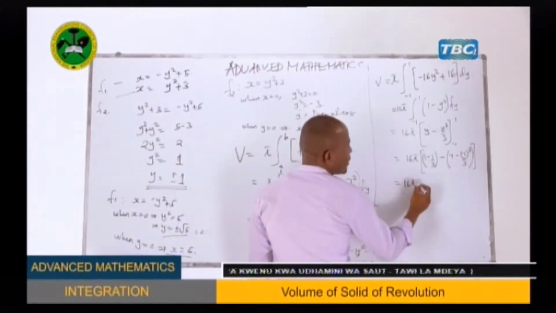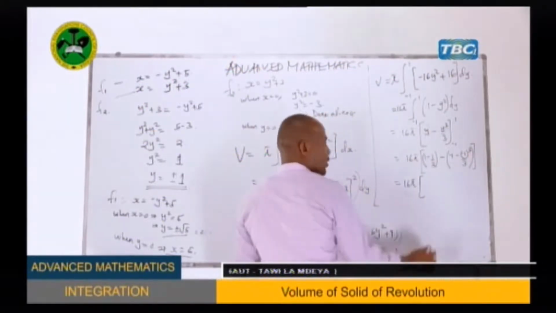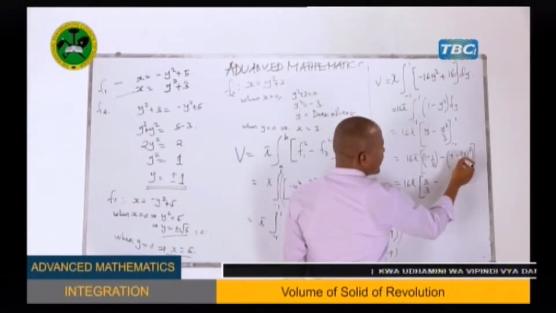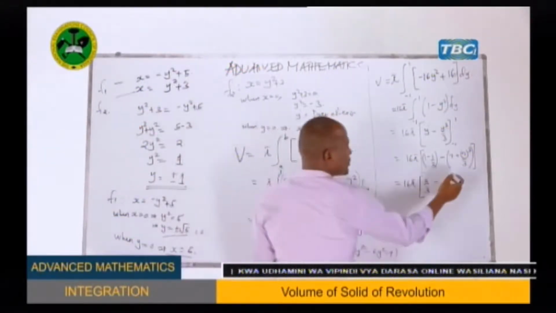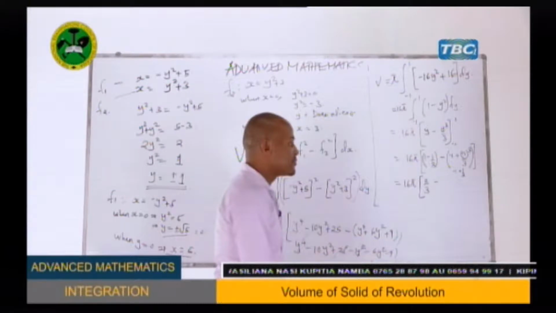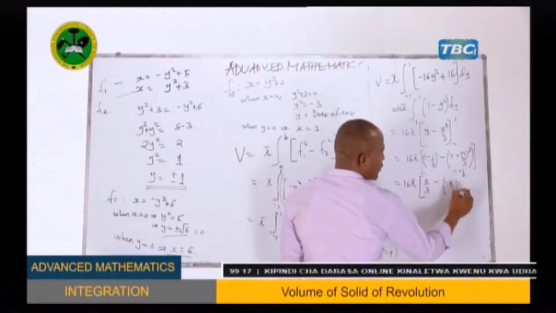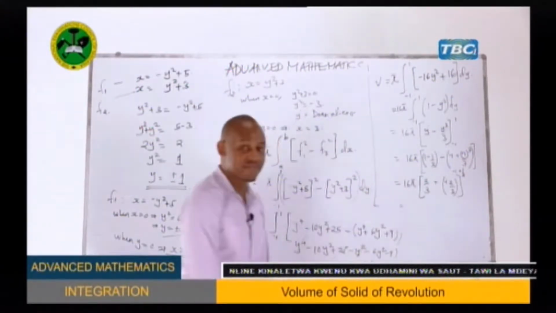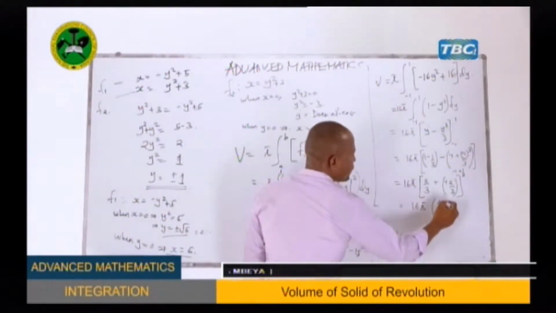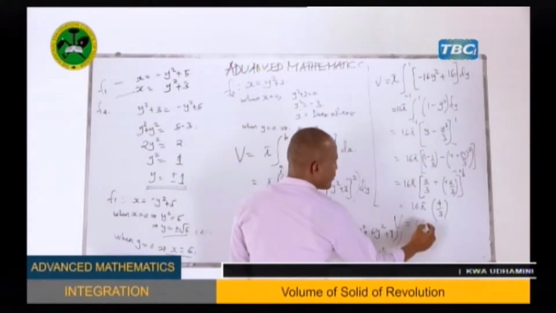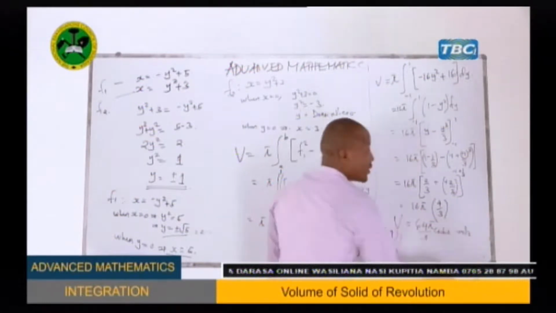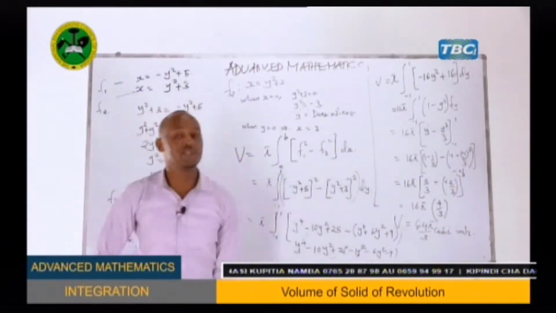Now it is 16 pi. Then if you subtract, be very careful there, it will be 2 over 3 minus, let's simplify that. This will be negative 1 plus 1 over 3, and that means there will be a negative 2 over 3. And if negative and negative go, we are going to have 16 pi times 4 over 3. That means our answer will be 64 pi over 3, 16 times 4, over 3, cubic units.